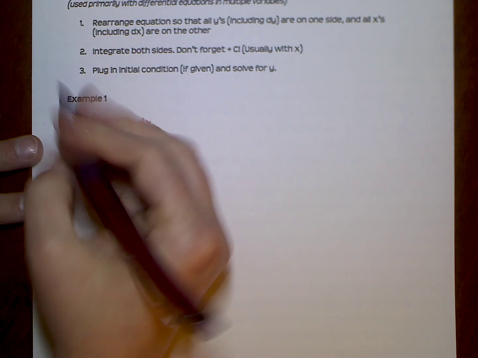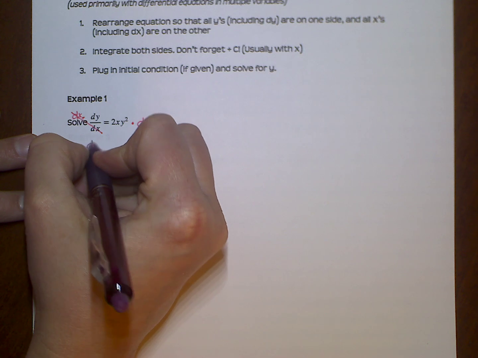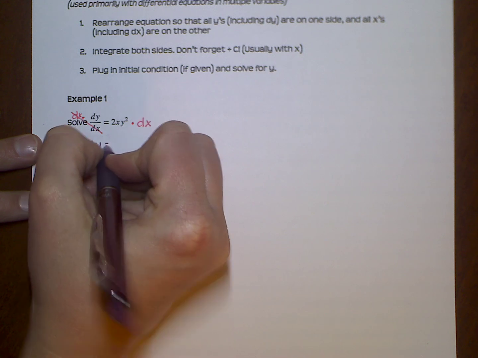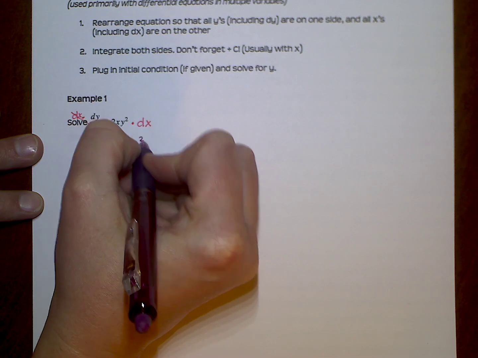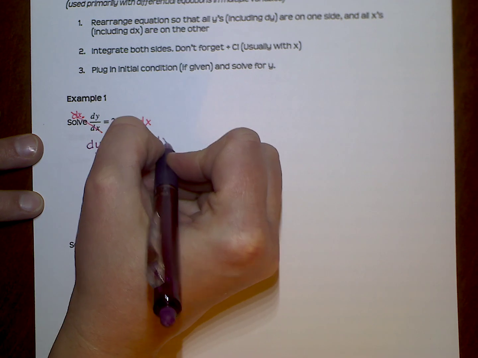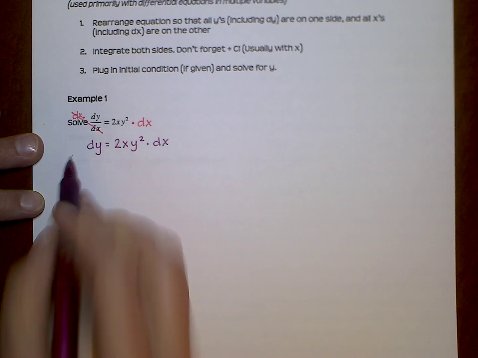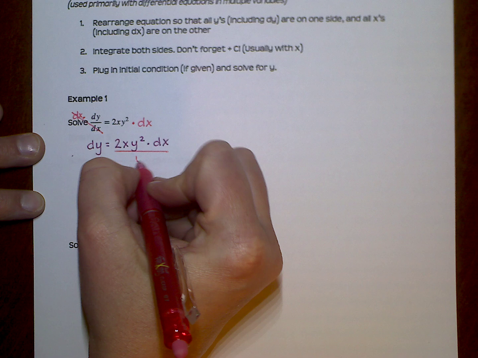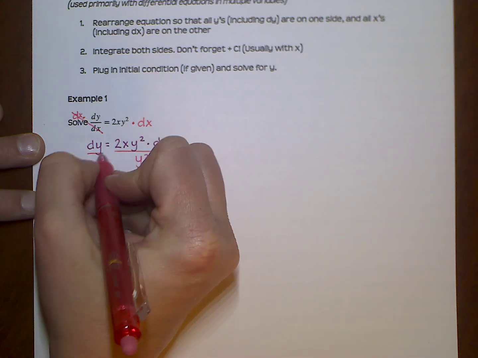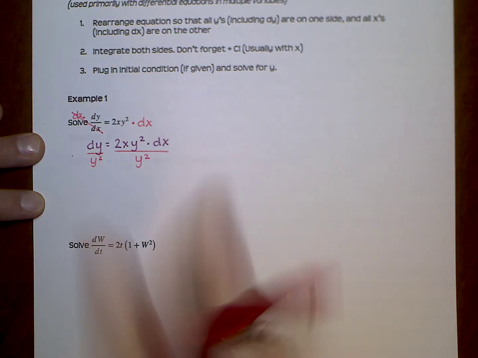Honestly, these first two steps could probably be done all at once, but I just want you to be really clear on what I'm doing here. 2xy squared times dx. Well, then I want the y squared over here, so I'm going to divide by that y squared. And I'm saying that I'm dividing by y squared.